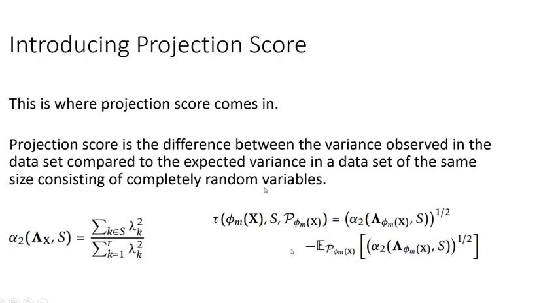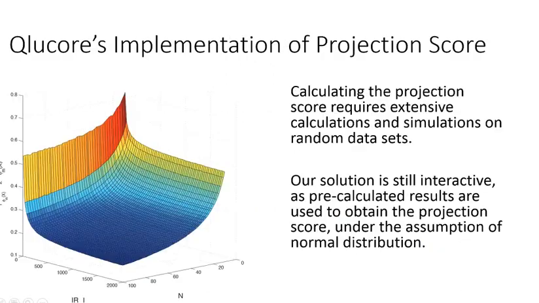Let's go back here. The second term in the difference will actually be the average of a lot of randomization. We will iterate permutations until we get a null distribution, and from that null distribution we extract the average value, and that will be the second term in the projection score. Of course, calculating the projection score requires extensive simulations on random data sets. If we would like to, we permute variables and we draw from the random distribution.